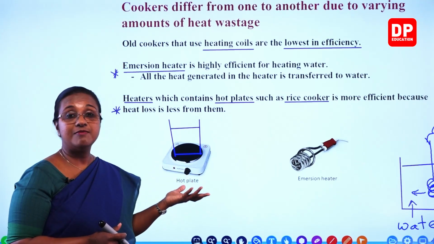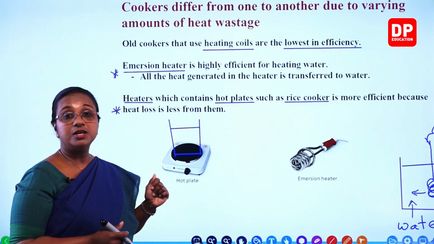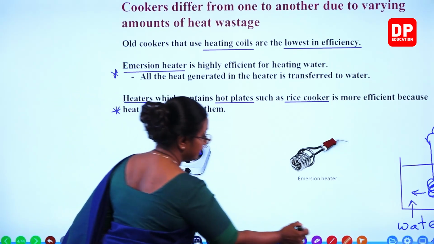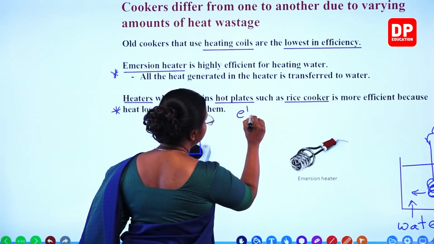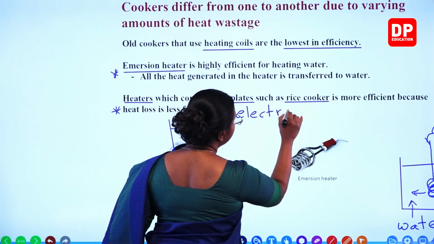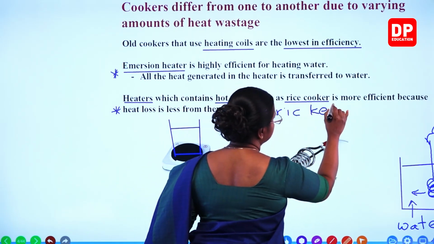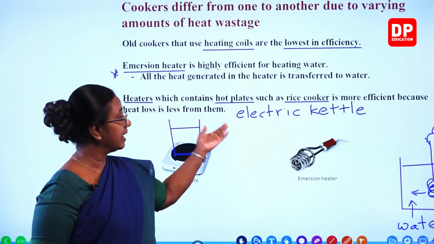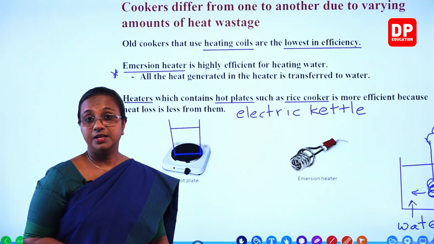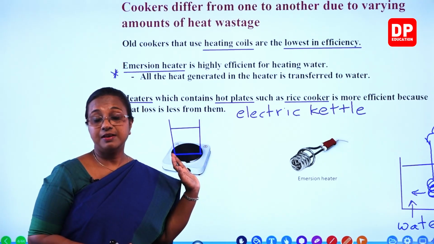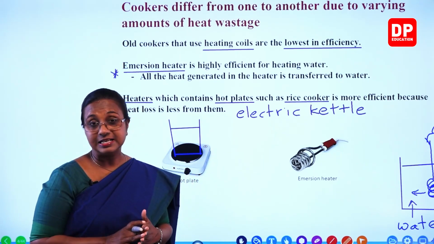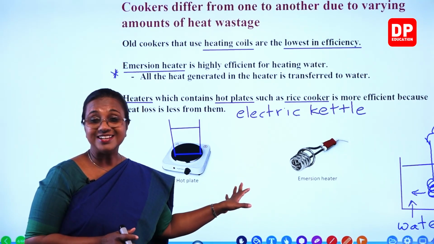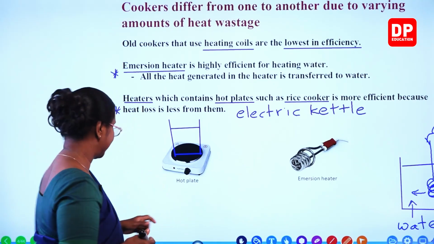For example, devices like rice cookers and electric kettles. The electric kettle is also an appliance that uses a hot plate. So these are all very efficient. Is that clear to you all? So with that, students, I'll move on to the next slide.